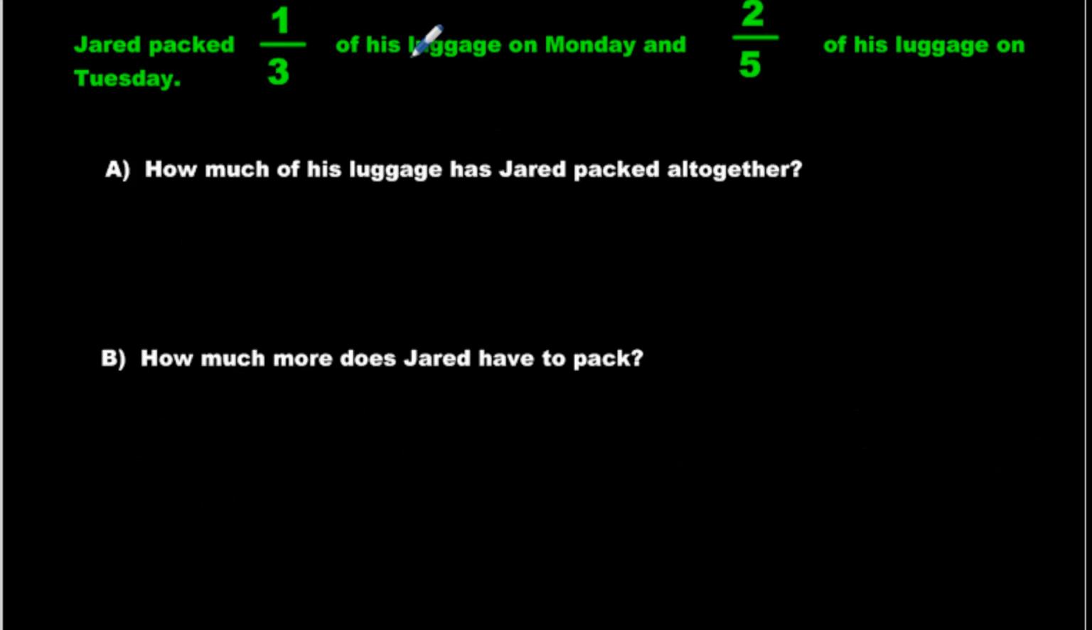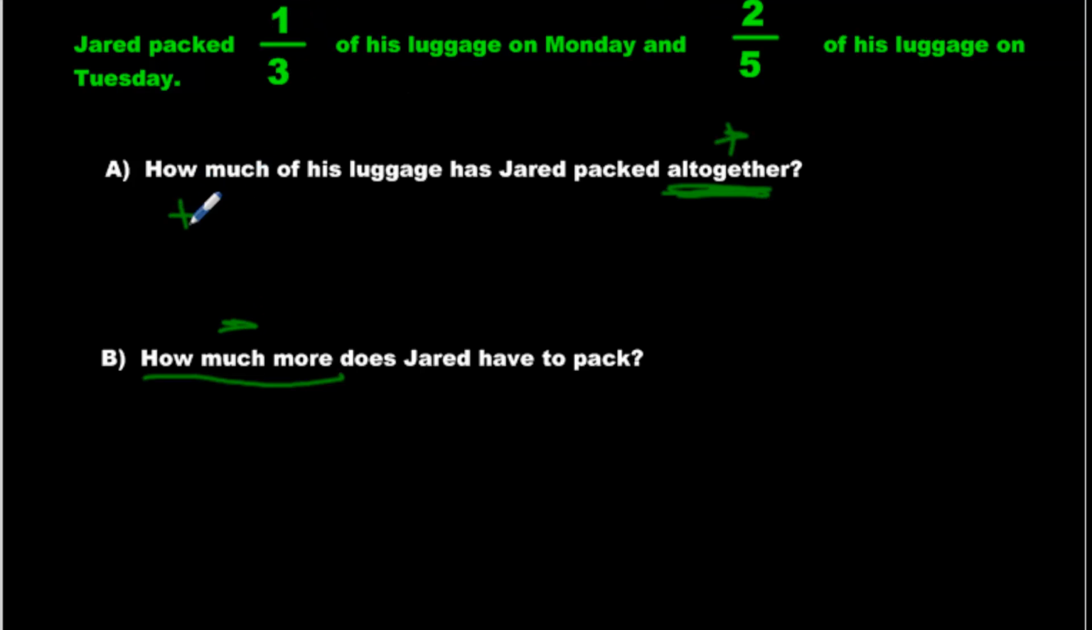Jared packed 1/3 of his luggage on Monday and 2/5 of his luggage on Tuesday. How much of his luggage has Jared packed altogether? That's question 1. Question 2 is how much more does Jared have to pack? Figure out what is being asked and if it's addition or subtraction. What's question A going to be? Adding or subtraction? That's the clue. That means add. How about question B? How much more? Yes, that's subtraction.